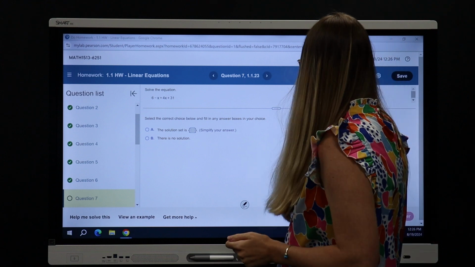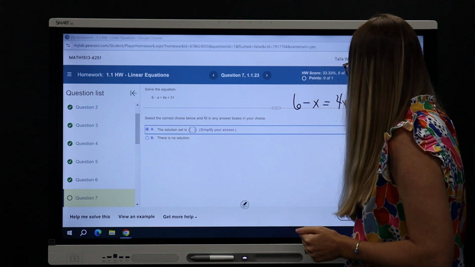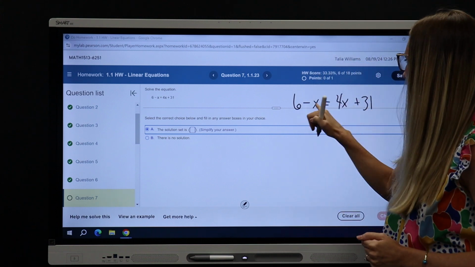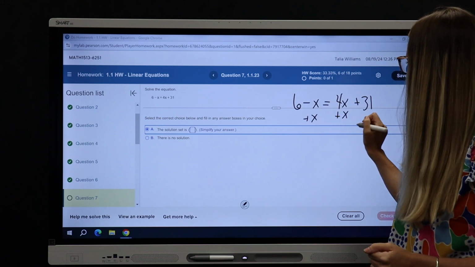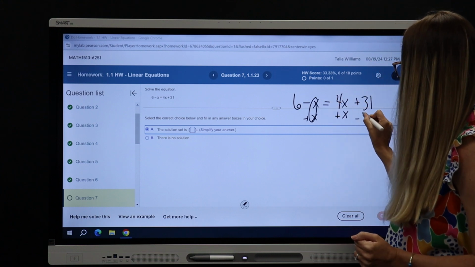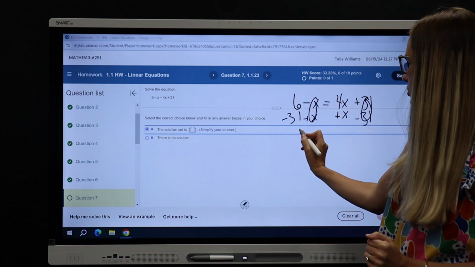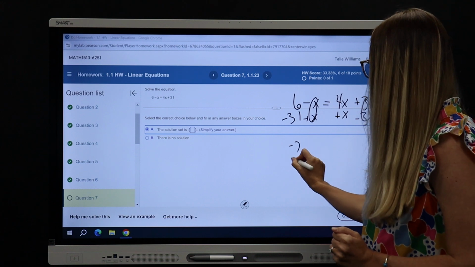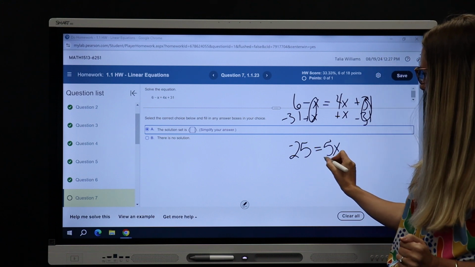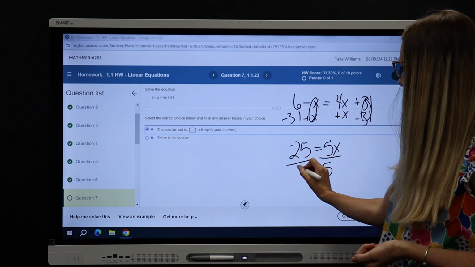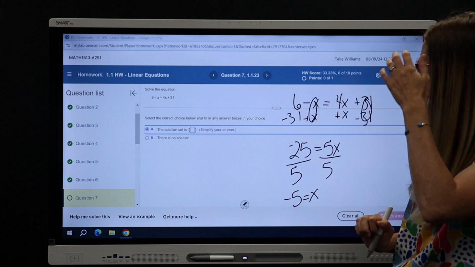Okay, another one. We have 6 subtract x equals 4x plus 31. Negative 1 is less than 4, so I'm going to add this x here, and then that's going to be 0 there. I'm going to subtract 31 from 6, so this is 0 here. 6 subtract 31 should be negative 25 equals 4 plus 1 is 5x. Then we want to figure out how much 1x is. So divide by 5. Negative 25 divided by 5 is negative 5 equals x.